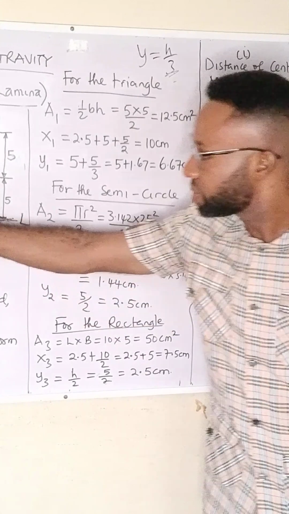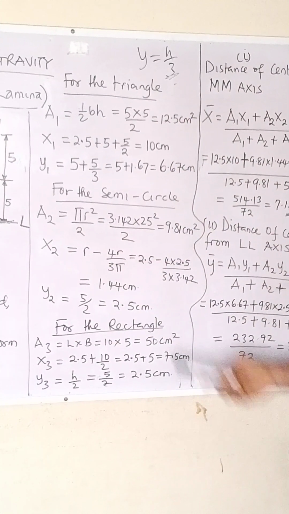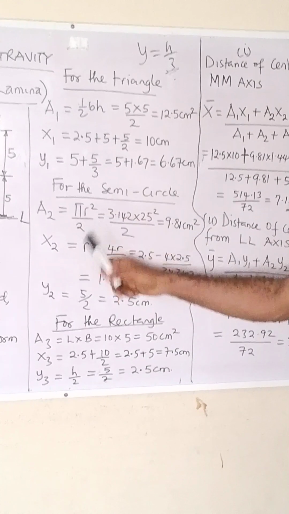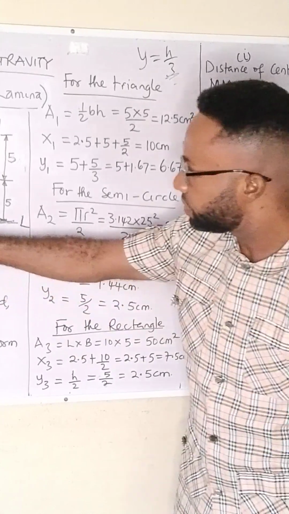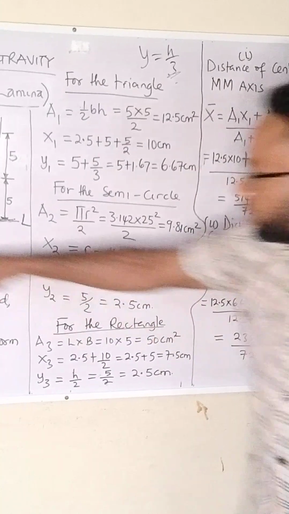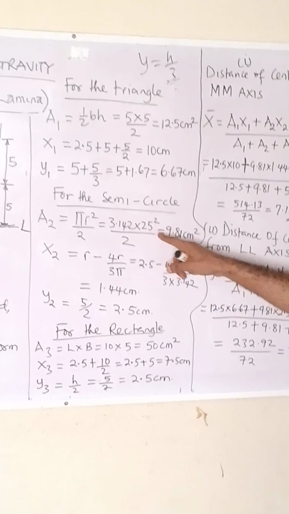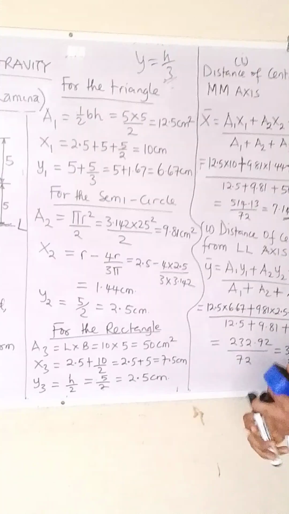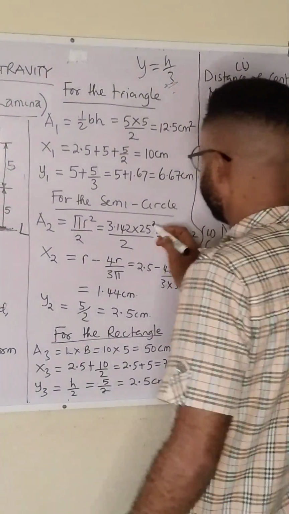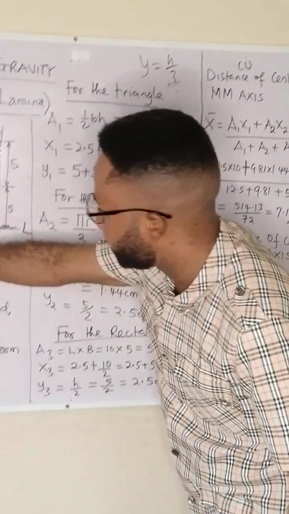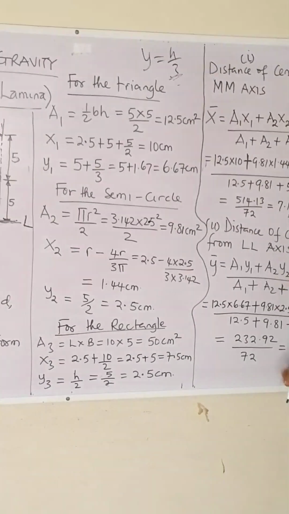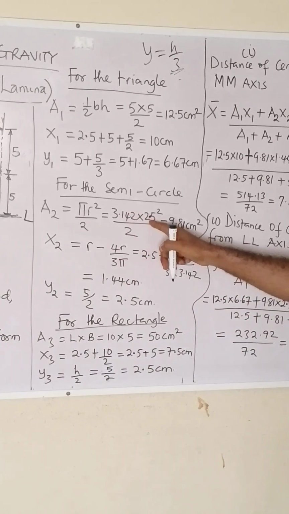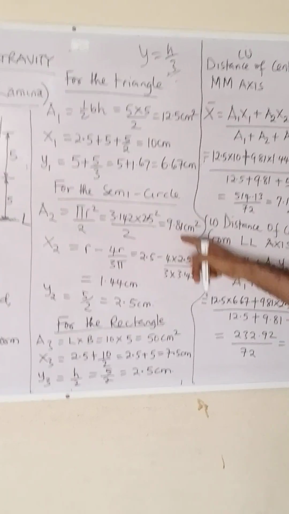The next shape we are going to consider will be the semicircle. The area of a semicircle is pi r squared all over 2. The radius of the circle is given as 2.5. So from here to here, that's the radius of the circle, which is 2.5. And so when you take pi r squared divided by 2, the radius is 2.5, and when we bring in the values, we have this.